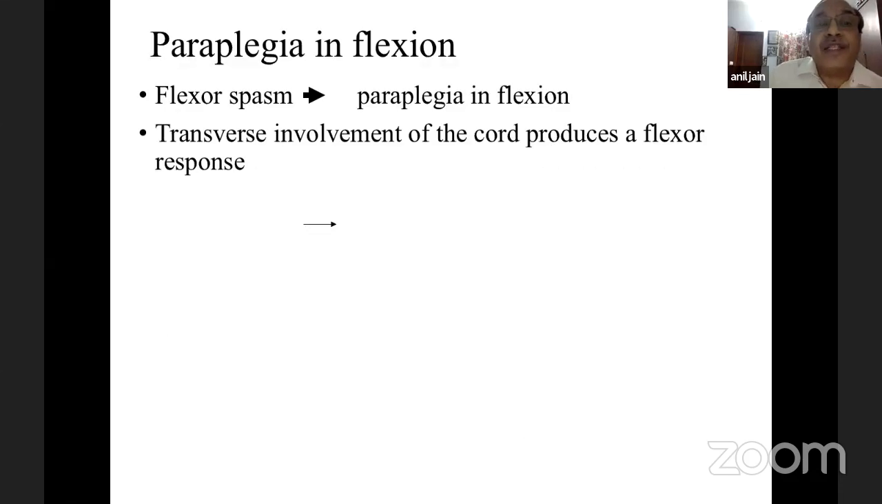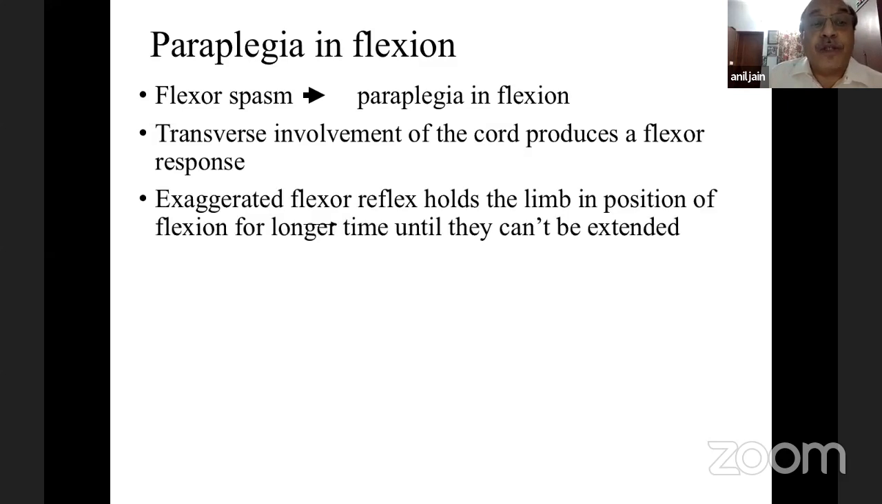Now, if this flexor spasm continues, then the patient develops contracture or some contraction, and then the patient maintains the limb in flexion, and that becomes paraplegia in flexion. The patient keeps the limb in a flexed position. Transverse involvement of the spinal cord generally produces flexor spasm. Exaggerated flexor reflex holds the limb in a position of flexion for a longer time until it can't be extended.